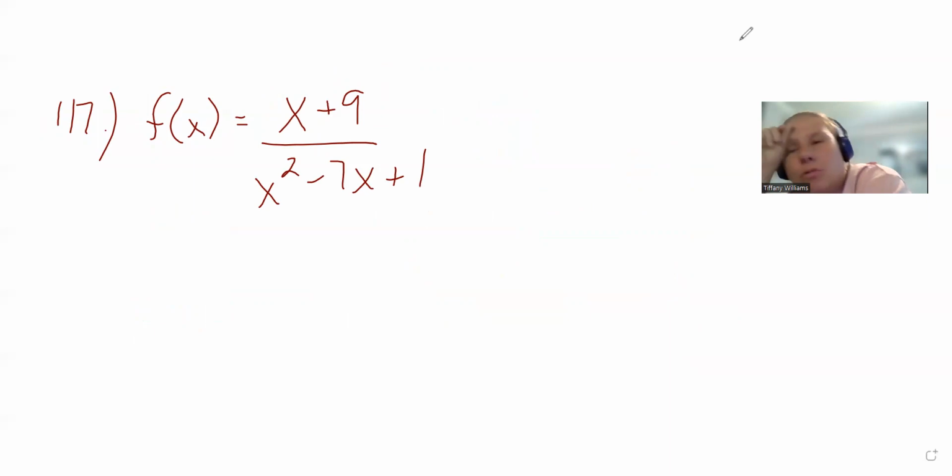Now, normally I'd try to find a way to clean this up. The only way that I could possibly clean this up is if x squared minus 7x plus 1 factors. And it doesn't. So trying to factor and cancel things out is not going to help me. So here, I actually have no choice. This is going to be a quotient rule. So you've got the top, x plus 9, divided by the bottom, x squared minus 7x plus 1.